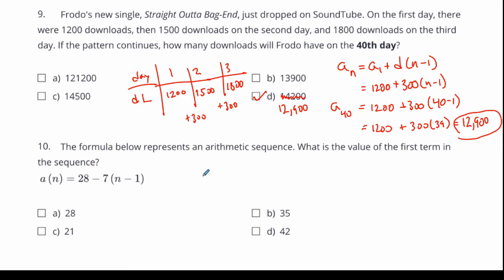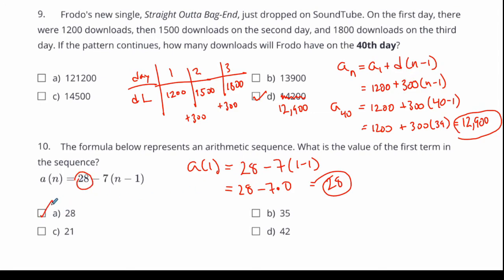There's 2 things we could do. We could plug 1 in for n if we really want to do that. What's 1 minus 1? Oh, it's 0. What's 7 times 0? Oh, it's 0. Or we could just recognize the setup of this formula, a1 plus common difference times n minus 1. Hey, there's a1 right there. 28.